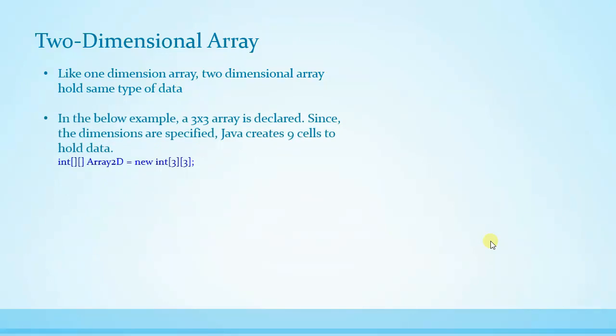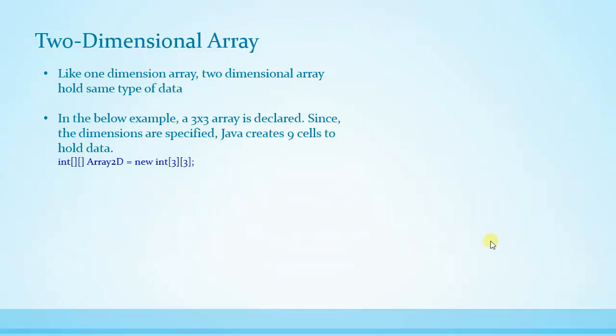In the below example, a 3 cross 3 array is declared. So 3 cross 3 means the array has two dimensions. The width of the array is 3 and the height of the array is also 3. Otherwise, the array has 3 rows and 3 columns. So you can think of this as a table with two dimensions, row and column.